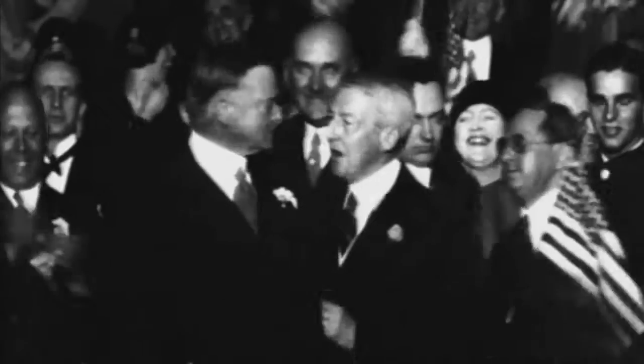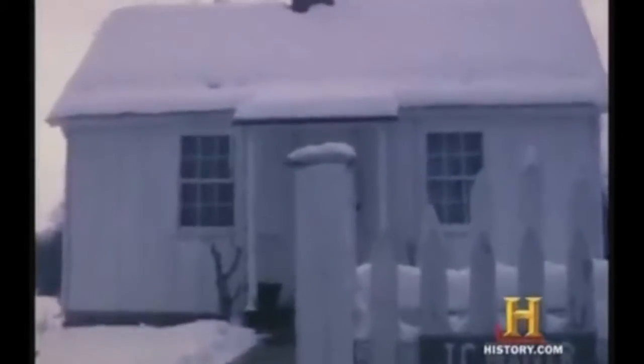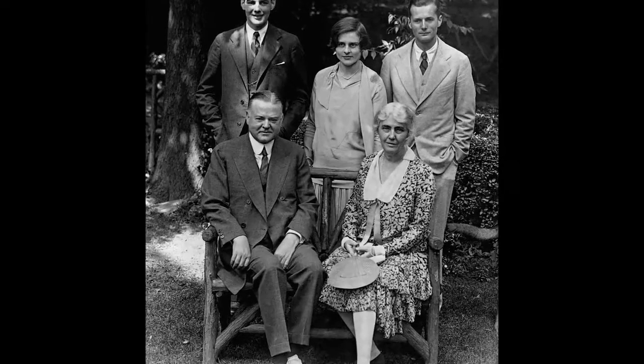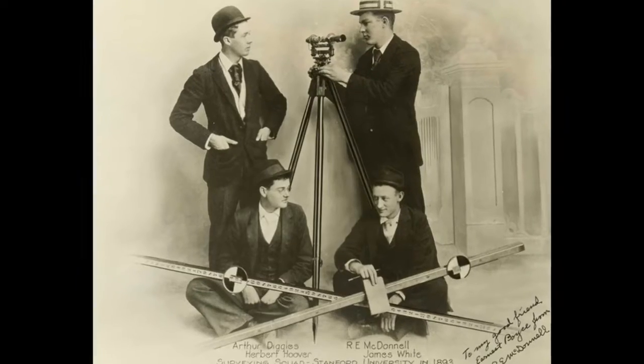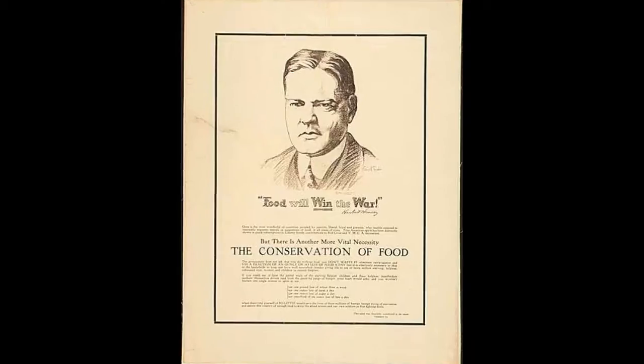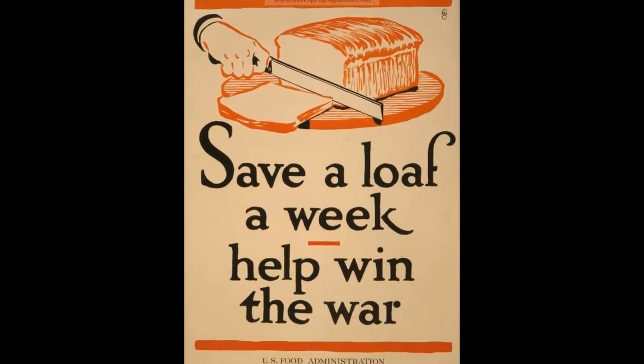Herbert Hoover was the 31st President of the United States. He was born into a Quaker home in Iowa on August 10, 1874. He became an orphan when he was only 9 years old and was raised by his aunt and uncle. He graduated from Stanford University as a mining engineer and was appointed head of the Food Administration after the U.S. entered into World War I.